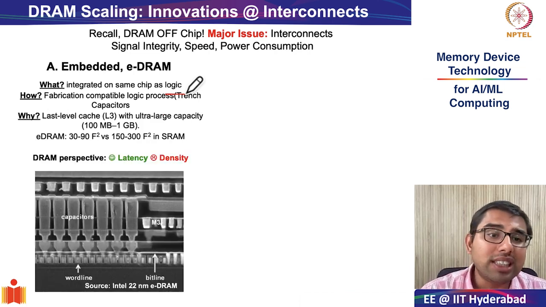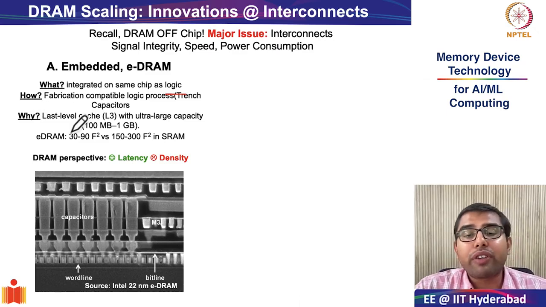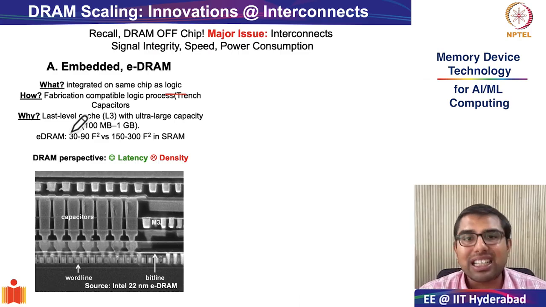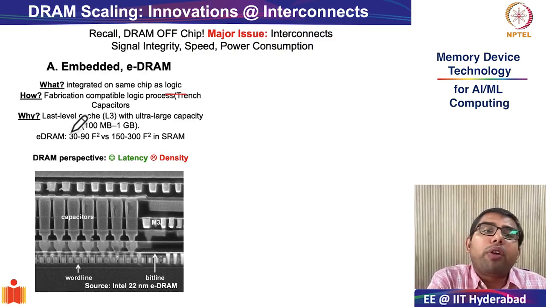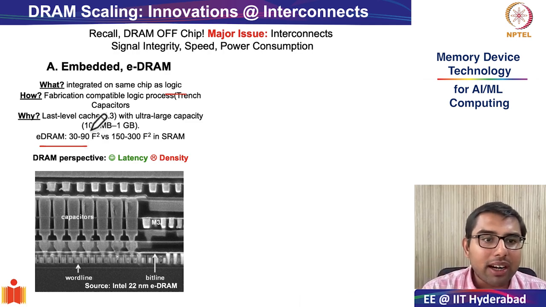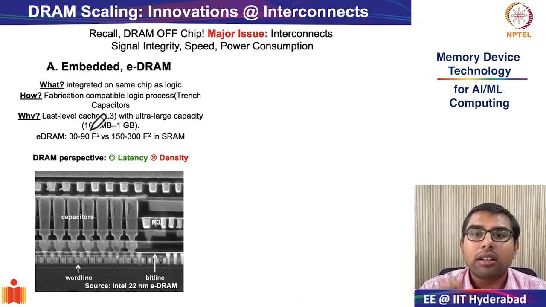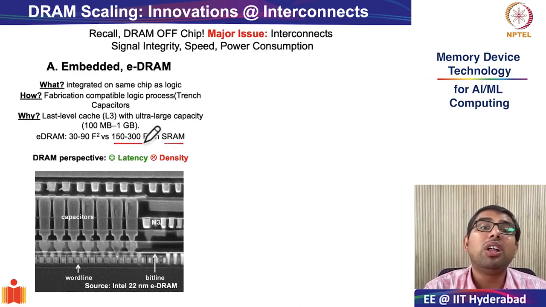Why do we want to do this? It is very simple. The last level of cache, remember from our discussion, is a shared cache between all the different cores of the CPU. We need much larger capacity for the last level of cache for better performance of the CPU subsystem. We want to move from hundreds of MB to a few GBs, and this is possible with EDRAM technology because EDRAM takes 30 to 90 F squared in normalized cell area, but the SRAM, if you remember, takes 150 to 300 F squared.